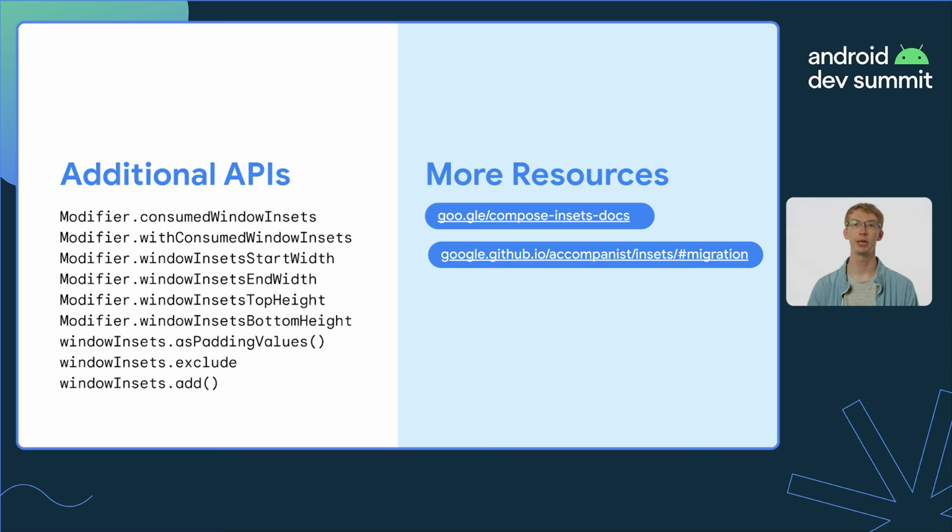And that's a quick overview of insets and how Compose can help apply them to your app with automatic updates and animations. There are quite a few additional APIs that I didn't get a chance to cover, so check out the docs for additional information about more advanced ways to configure the behavior to fine-tune your app support. If you are currently using the Insets library from Accompanist, check out the migration guide for converting to these new APIs provided out of the box with Jetpack Compose.